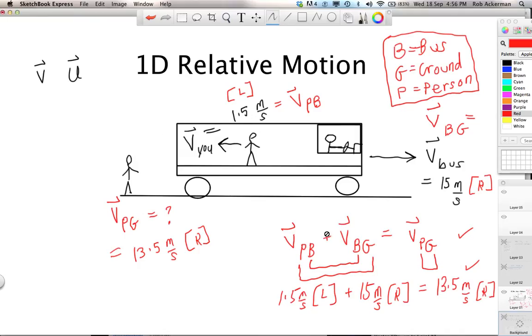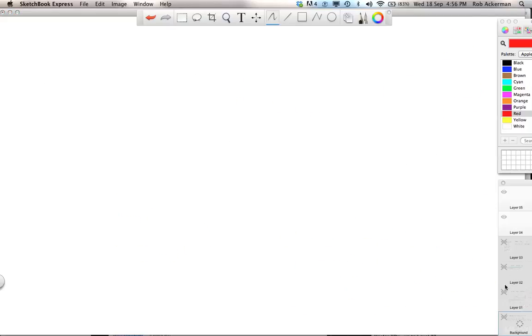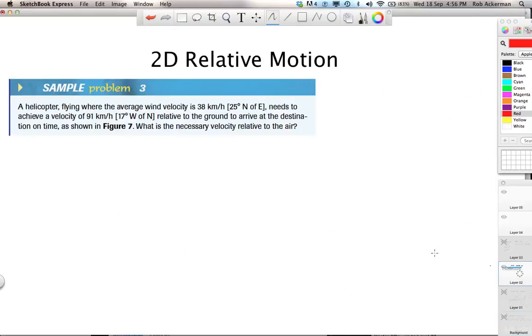So this is all one-dimensional. What I'd like to do now is ask you to try a few of the one-dimensional kind of questions in the book, and then once you're done that, we're going to move on to two-dimensional problems. All right, so here we go.